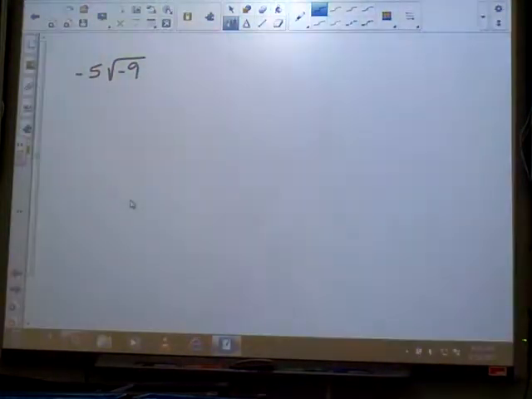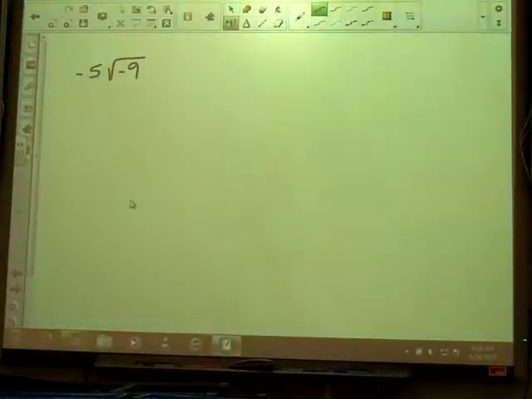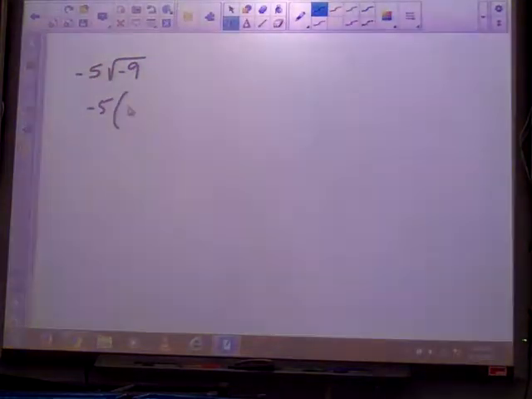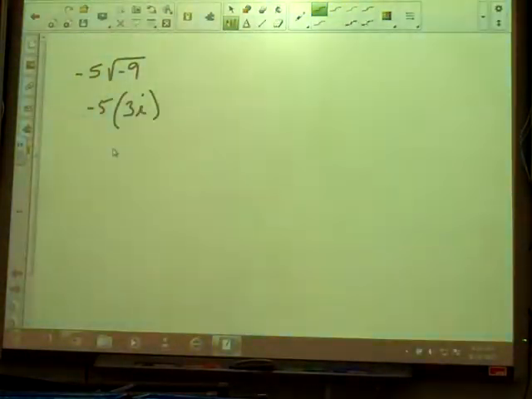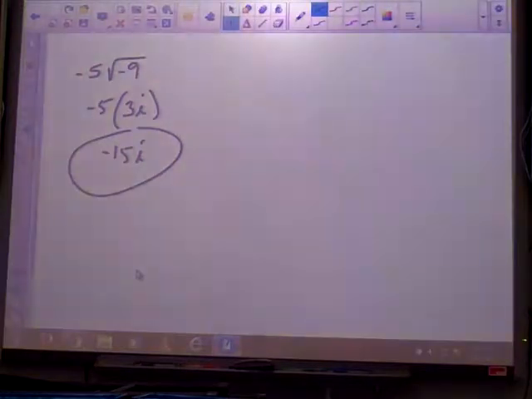Okay, so what about -9? Is 9 a perfect square? Yeah, it's 3. But what about the negative? You got a negative, you just put an i on your answer, right? So this is going to be the same as -5 times 3i, which is -15i. Now, why did I not put a plus or minus sign that time? Because we know it's a negative. Right, they told me out in front they wanted the negative one.